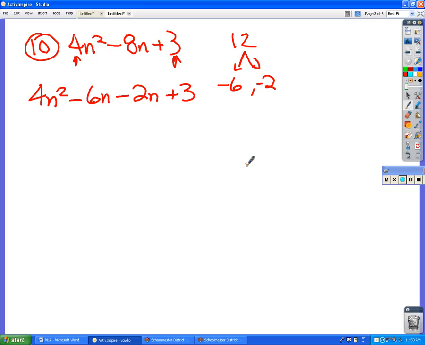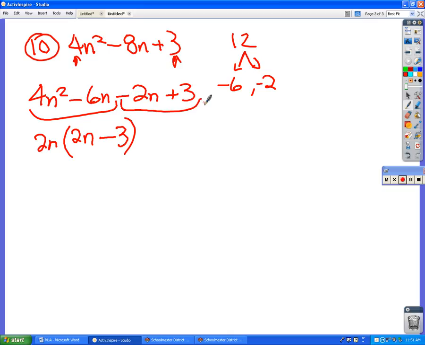What can I factor out of these first two terms? A 2 and an n. 2n times what is 4n squared? 2n. I need a 2 because 2 times 2 is 4, and I need an n because n times n is n squared. Minus 2n times what is 6n? Negative 3.